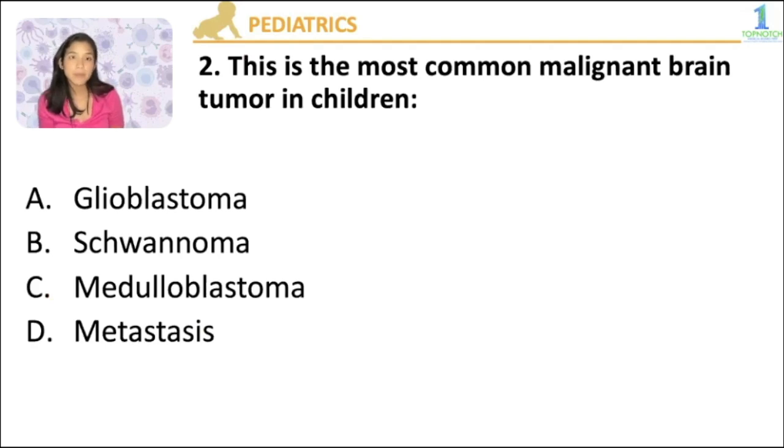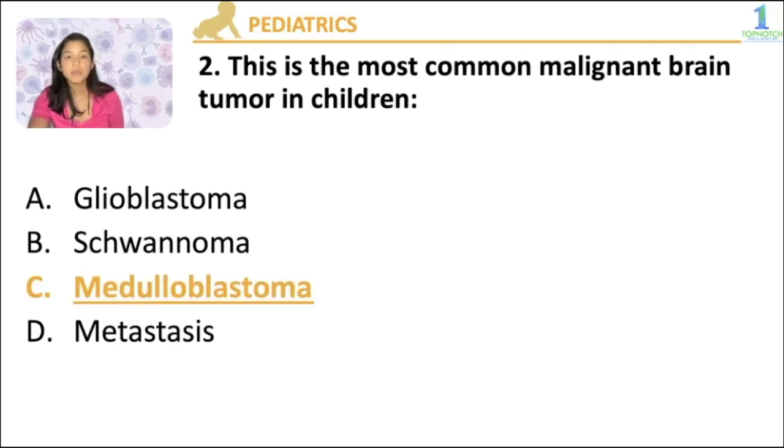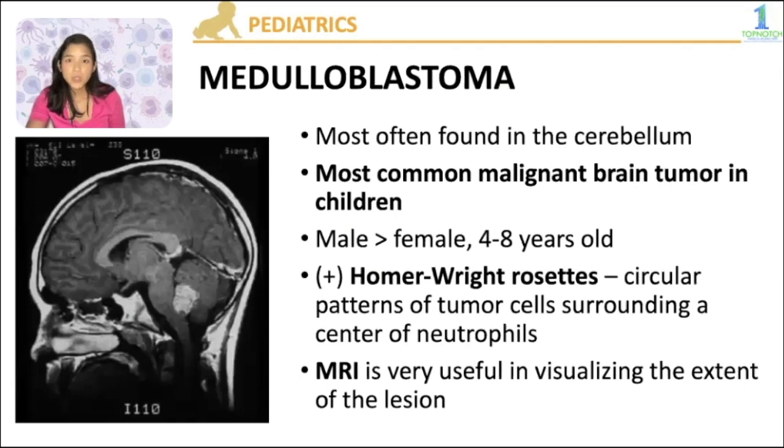Next, this is the most common malignant brain tumor in children. Is it glioblastoma, schwannoma, medulloblastoma, or metastases? So the most common malignant brain tumor in children is your medulloblastoma. So the medulloblastoma is most often found in the cerebellum and is the most common malignant tumor in children. It has a predilection towards males. And the pathology of these medulloblastomas, if you look at it under a microscope, you would typically see your Homer Wright rosette. So this is a buzzword for medulloblastoma. It's a circular pattern of tumor cells surrounding a center of neutrophils. So in order to visualize the extent of the lesion, we would of course order an MRI in these patients.